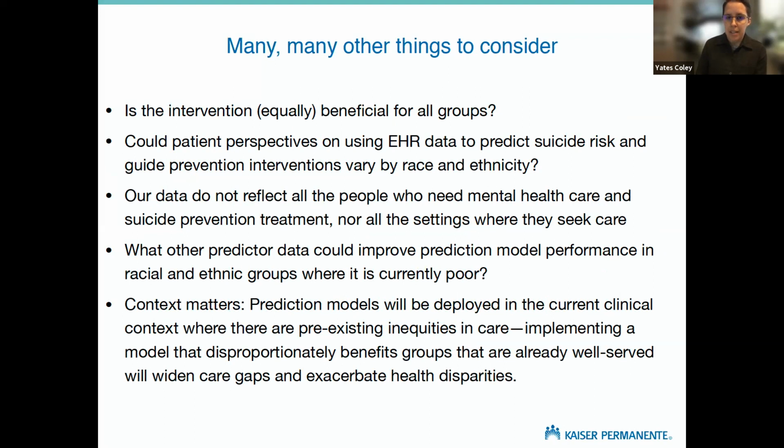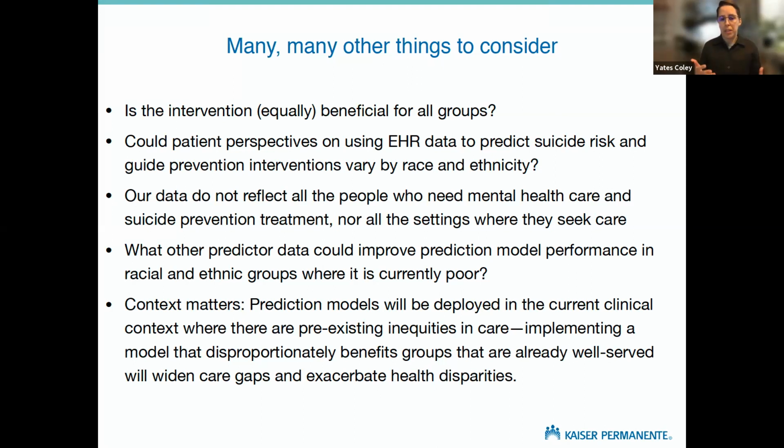So there are many other things to consider when inquiring about the equity of a prediction model. Equal performance of a prediction model on selected measures is just one component to ensuring that a clinical prediction model is equitable. It's also necessary to examine whether the intervention guided by a prediction model is equally beneficial to all groups. It's possible that patient perspectives on using patients' electronic health record data to predict suicide risk and to guide prevention interventions may vary by race and ethnicity. Also, our data do not reflect all of the people who need mental health care and suicide prevention treatment, nor all the settings where they seek care.